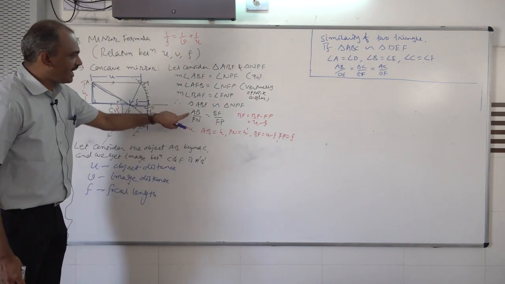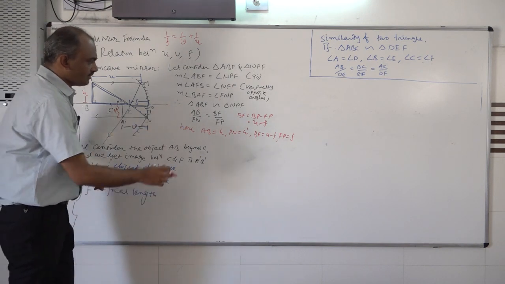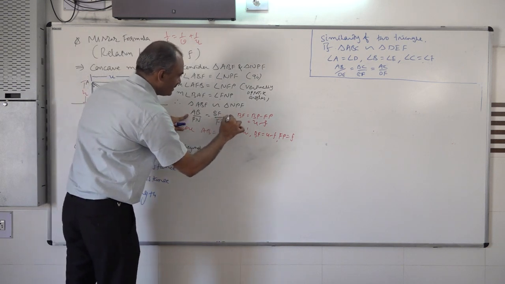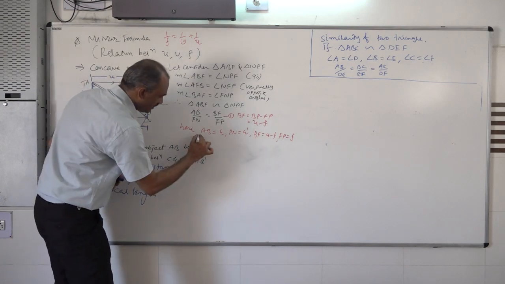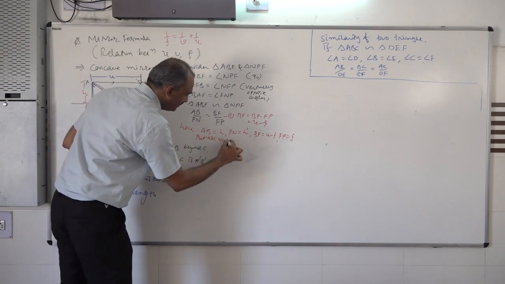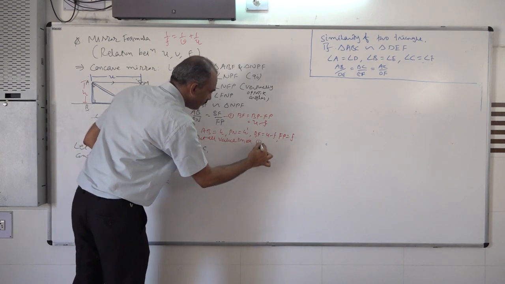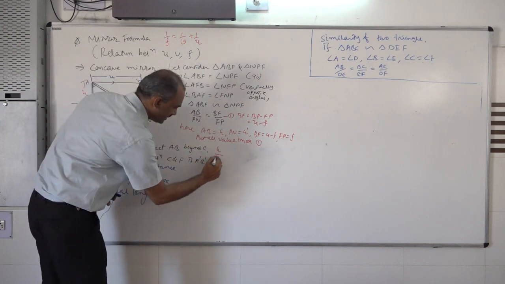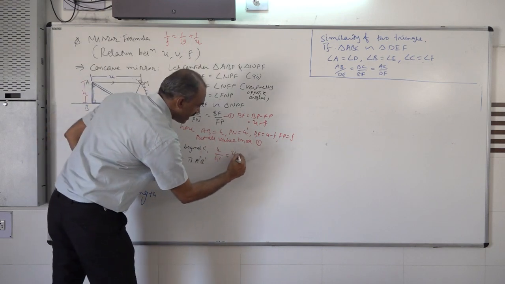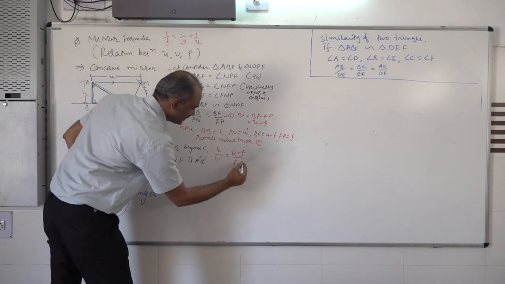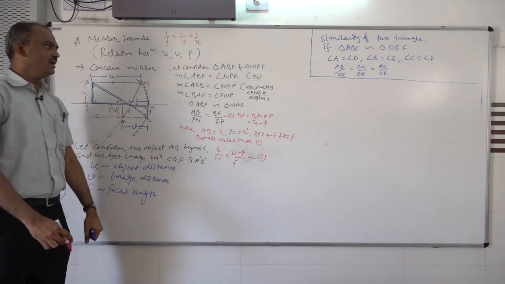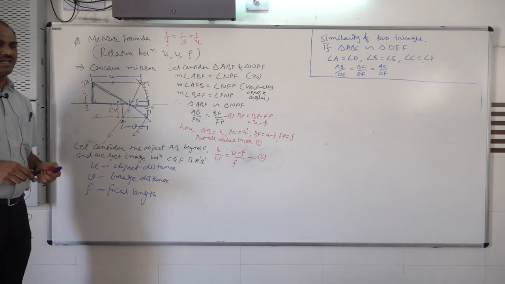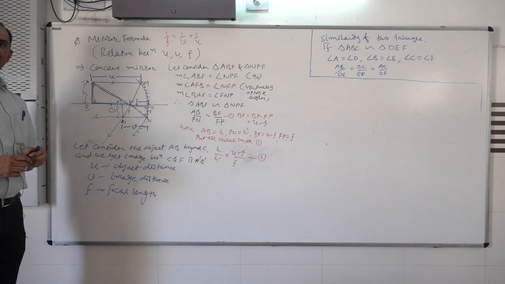We call this equation number 1. Now we put all values in equation 1. So AB upon PN is H upon H dash, BF is U minus F and PF is F. We call this equation number 2. So we get one equation with the relationship of these two triangles.